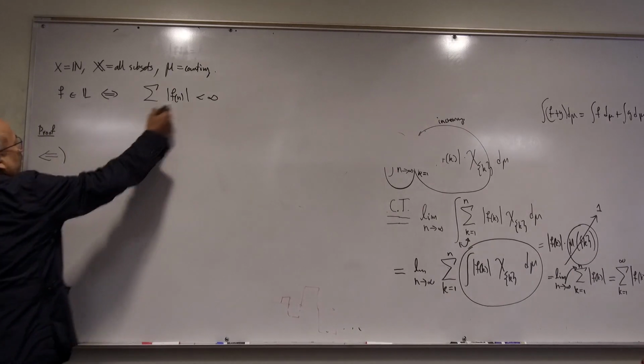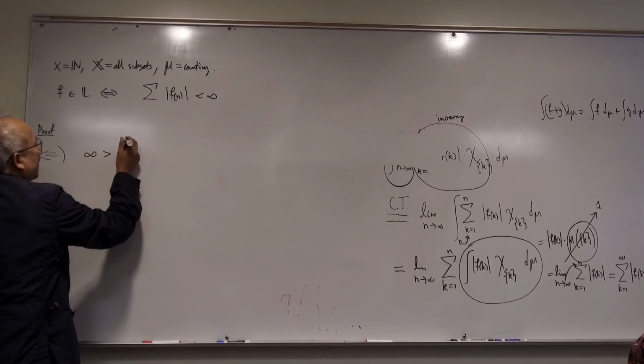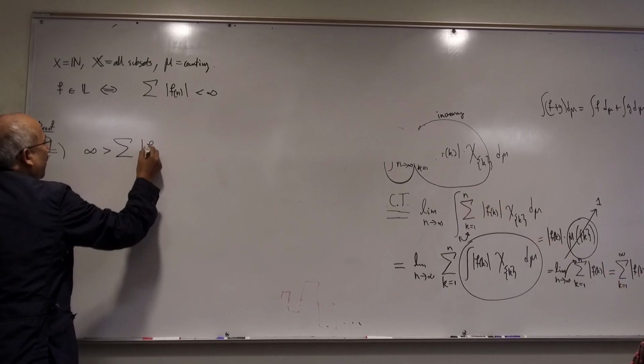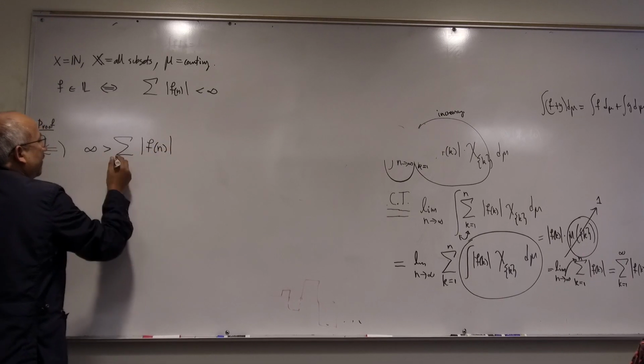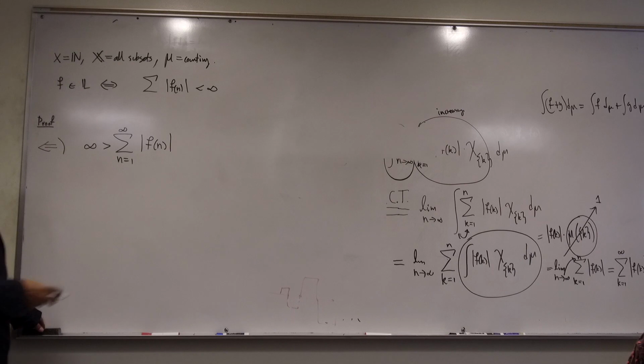Alright, now for the other one, I know that infinity is greater than what? The sum of f n, right? From n equals 1 up to infinity, which is equal to what?